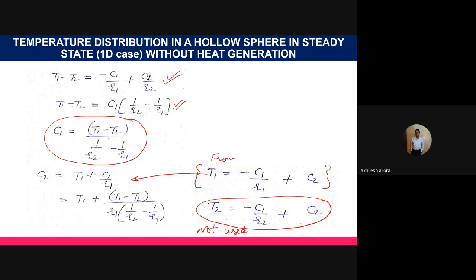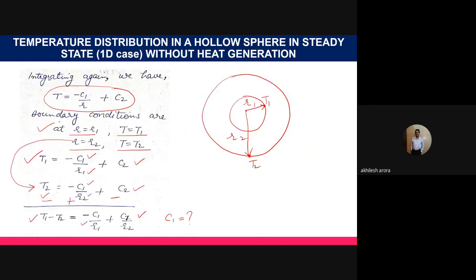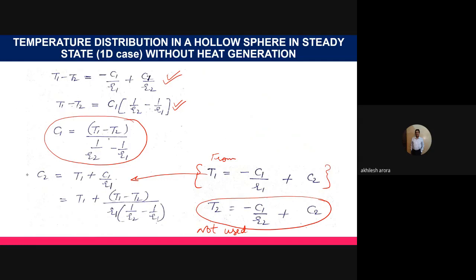And then this value of c1 can be put in any of the equations which is given here, either this equation or this particular equation, and put the value of c1 here and get the value of c2. So let us see how we have calculated it. So now c2, I think from the first equation it is written here also. This is the value of t1. So c2 is given by t1 plus c1 by r1. Okay, so c2 will be equal to t1 plus, now what is the value of c1?